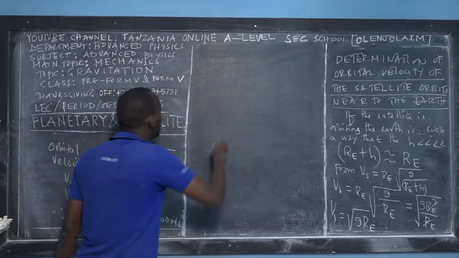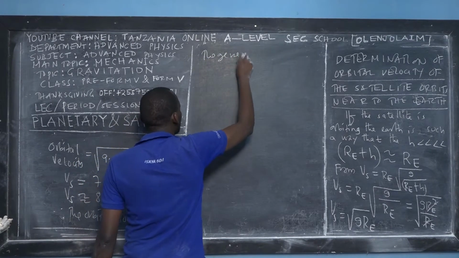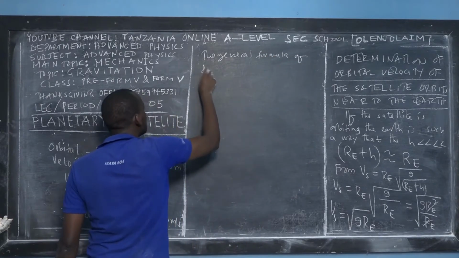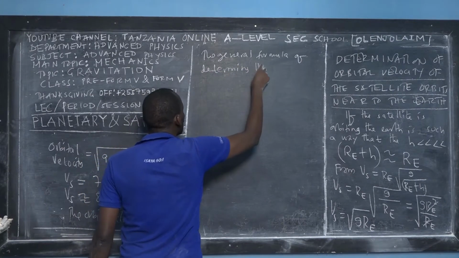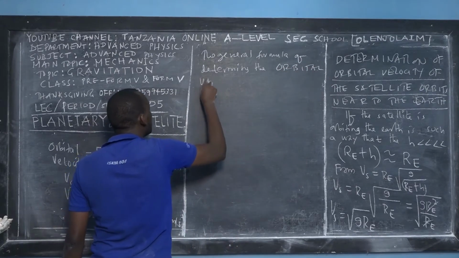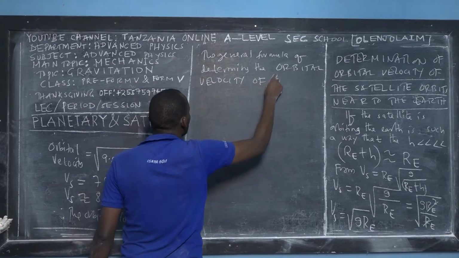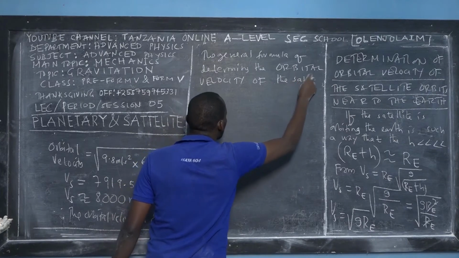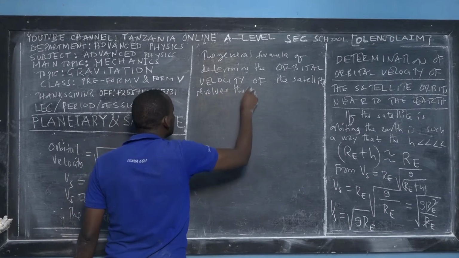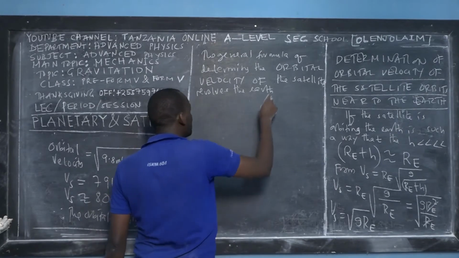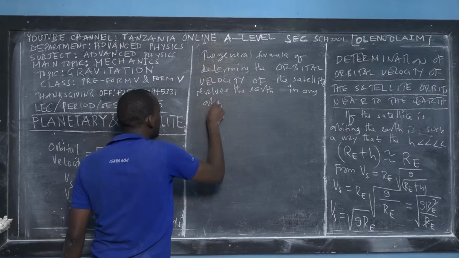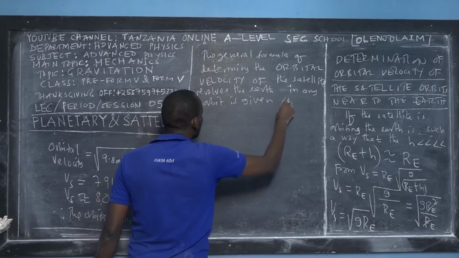So remember that the general formula of determining the orbital velocity, determining orbital velocity of the satellite involves the Earth, at or in any orbit, is given as this.